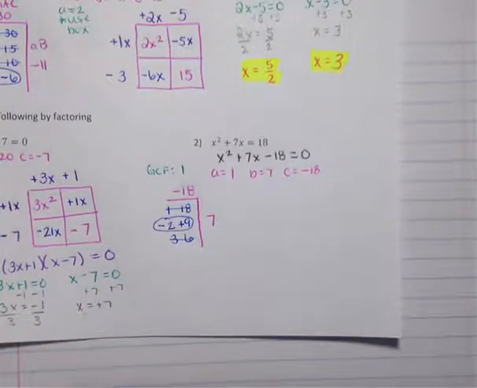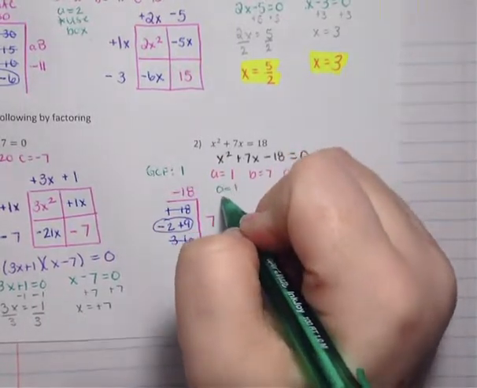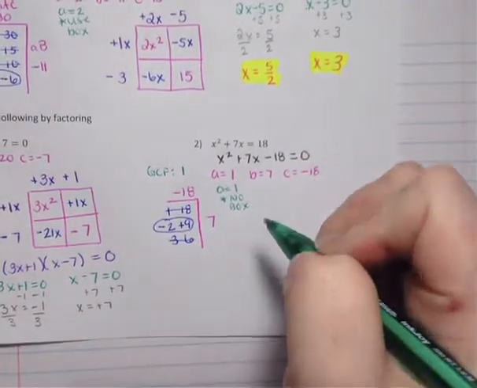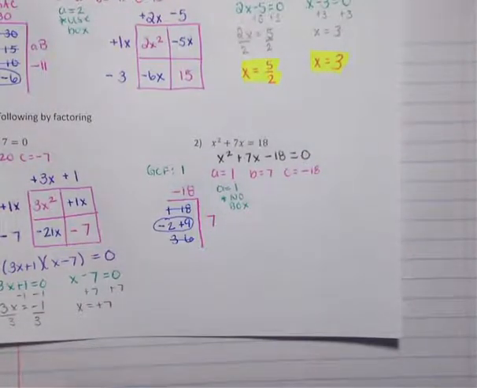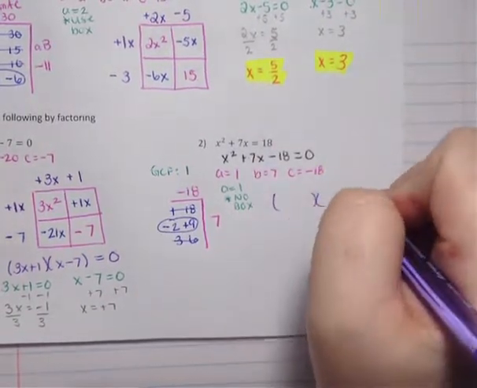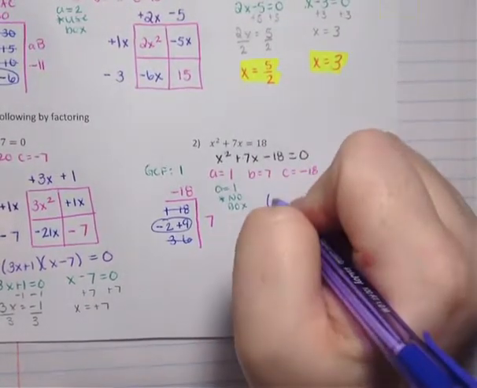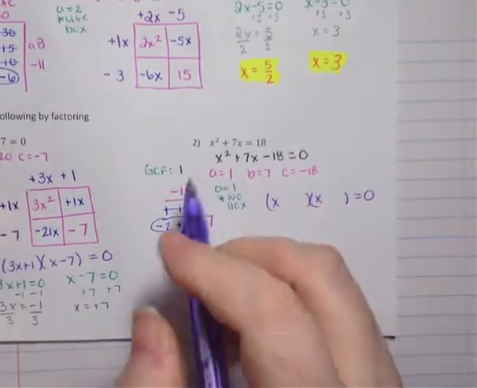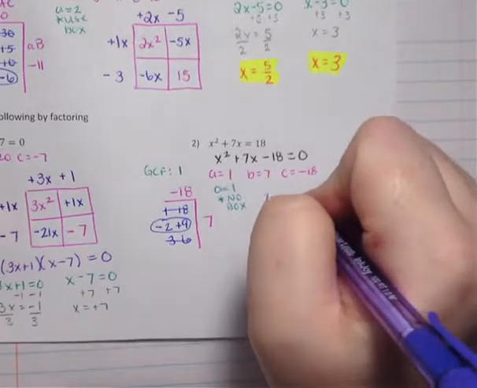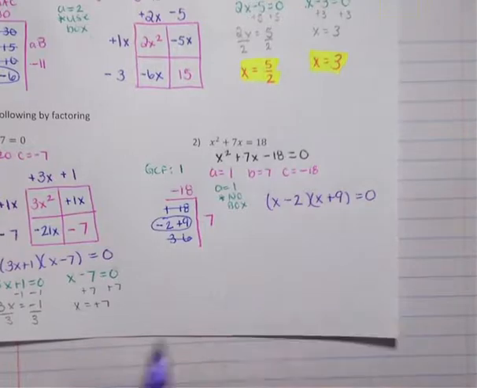Now since we're using MACAB, we look to see if we need to use the box. A is equal to 1. Therefore, we do not have to use the box. No box. That means we can go straight into our factors. That means we can take two sets of parentheses and set them equal to 0. Inside both of these, we're going to have just a 1x. And then from our MACAB, we have a negative 2, so we're going to put x minus 2. Then we have a positive 9, so that goes into the second one, x plus 9.